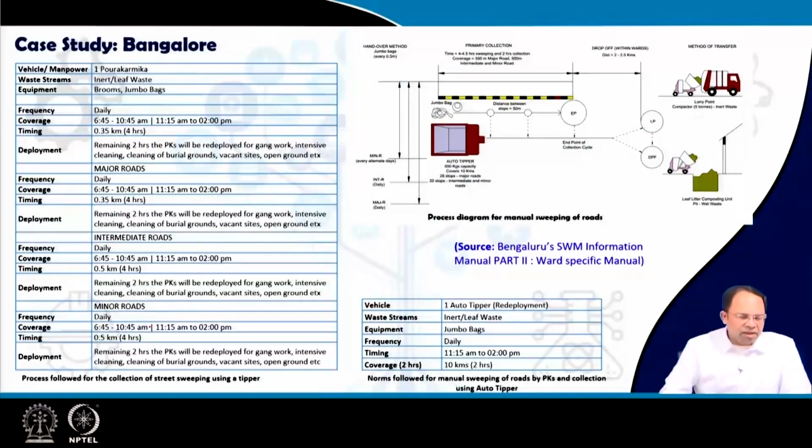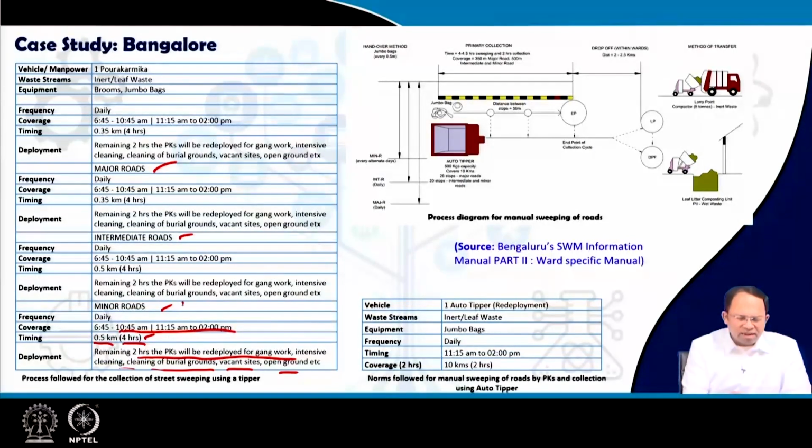Now over here you can see for different kinds of roads, major roads, intermediate roads, minor roads, what the time of operations is. Approximately 0.5 kilometers is covered in a 4 hour time period, and for the remaining 2 hours the PKs will be redeployed for gang work, intensive cleaning, cleaning of burial grounds, vacant sites and open ground. So primary street cleaning happens for 4 hours, and another 2 hours go to cleaning of other kinds of public areas.